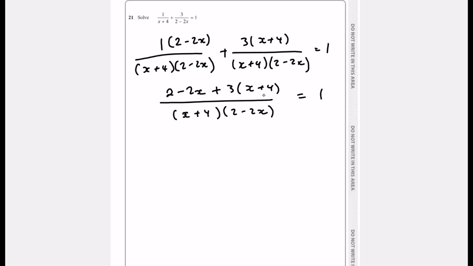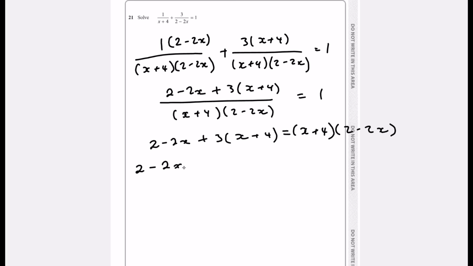I can get rid of the fraction now. To get rid of the divide, we times. So times both sides by this denominator. And then expand the brackets and simplify as much as we can. So 3 times x is 3x. 3 4s are 12. X times 2 is 2x. X times negative 2x, negative 2x squared. 4 2s are 8. And 4 negative 2x's are negative 8x.